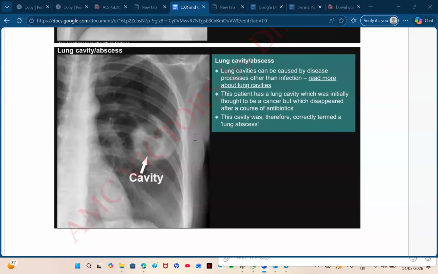Here also you can see, not very clear I think because of the watermark here. Lung cavity abscess. The patient has a lung cavity which was initially thought to be a cancer, but which disappears after a course of antibiotics. Here, the ring-shaped appearance, right?